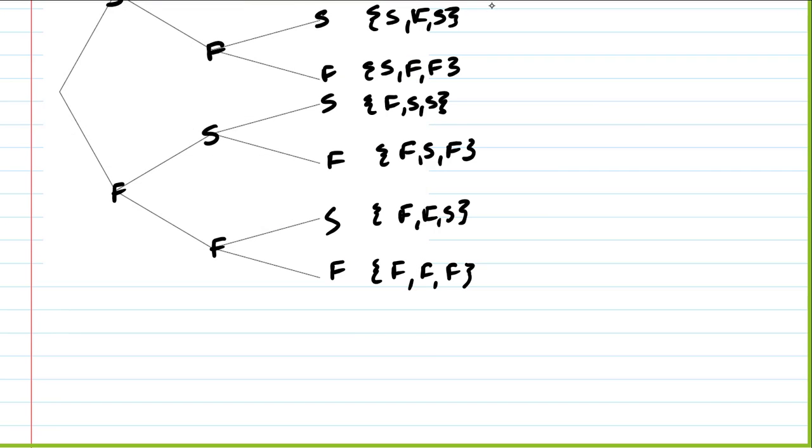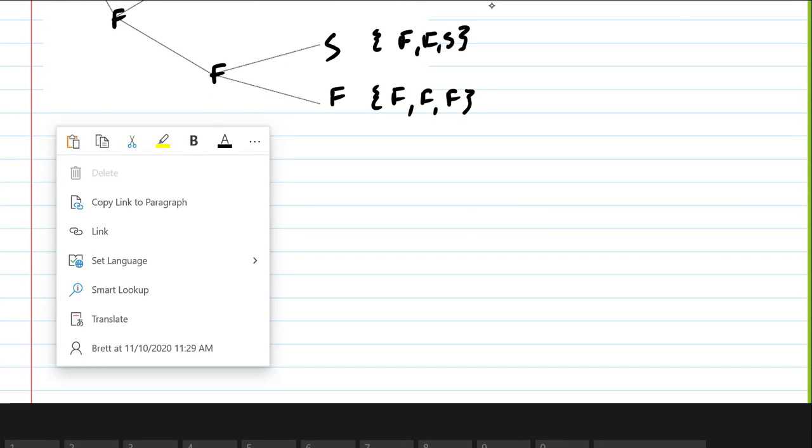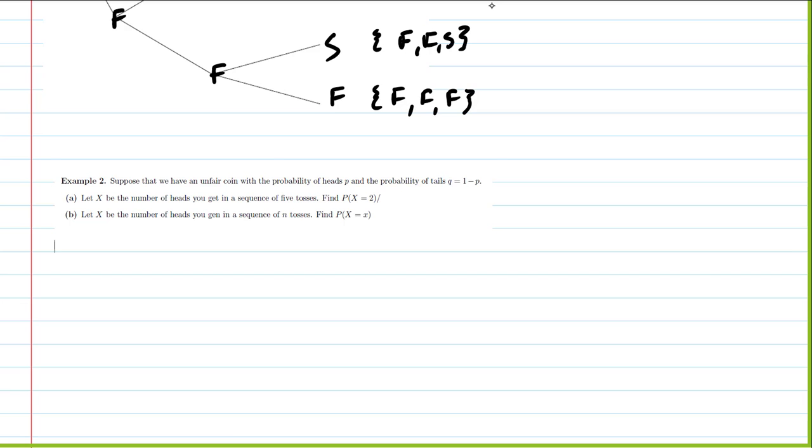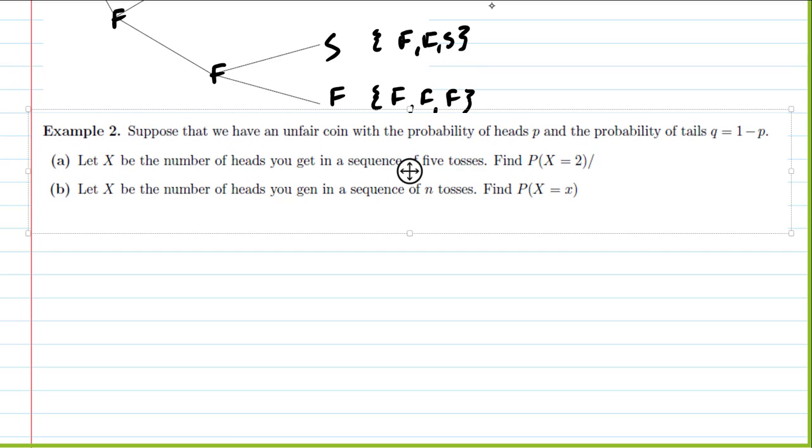All right, let's take a look at our next example. Example 2. Suppose that we have an unfair coin with the probability of heads P and the probability of tails, then Q would have to be 1 minus P. Let X be the number of heads you get in a sequence of 5 tosses. We want to find the probability that X is 2.